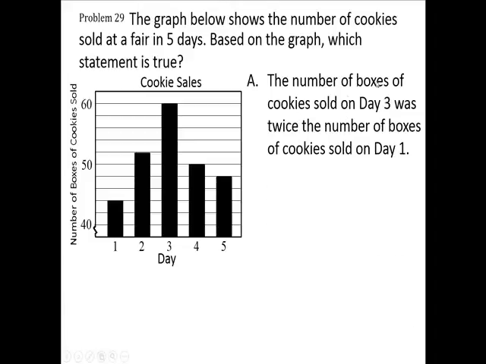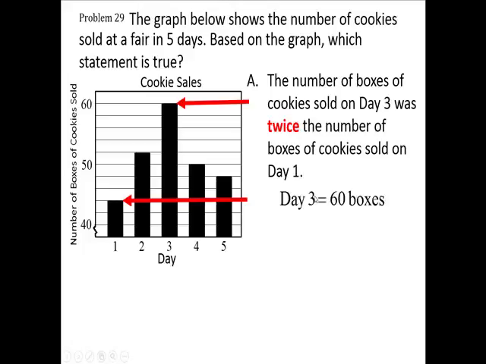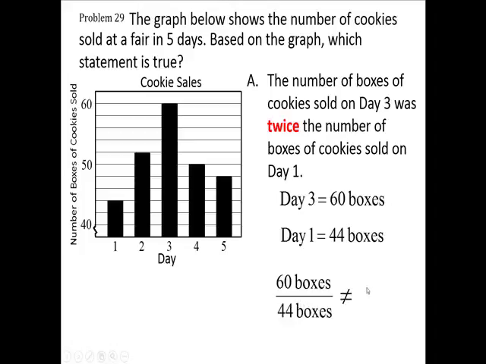The number of boxes of cookies sold on day 3. How many is that? Looking up there, 60. Was twice the number sold on day 1. Day 1 there's 40, 42, 44. So is 60, how does that compare with 44? We're asking, is it twice? Is 60 over 44 the same thing as 2 to 1? Well, if you double 44, you're going to get 88. You're not going to get 60. So throw out answer A.